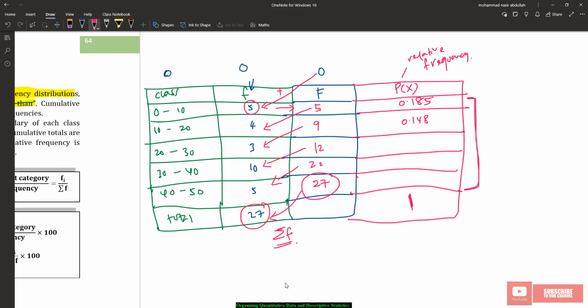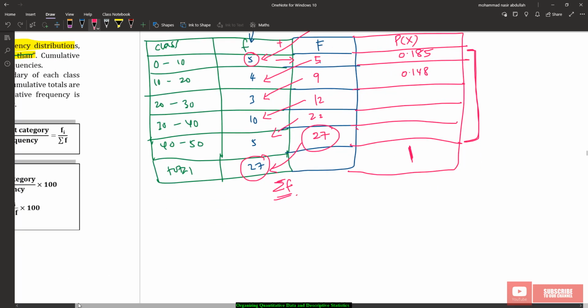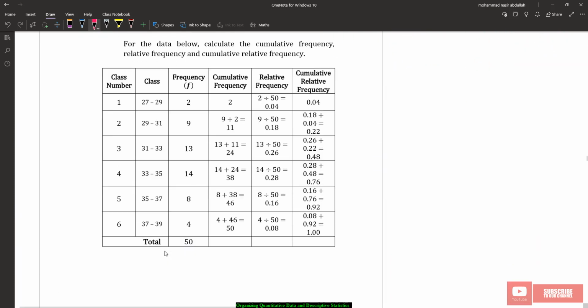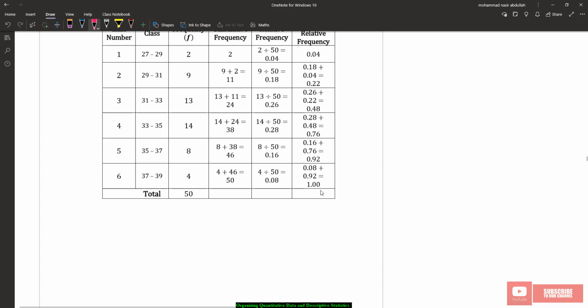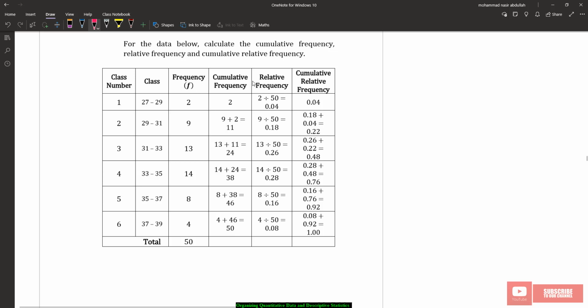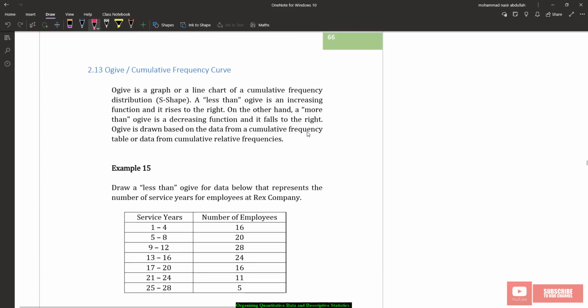Okay. This one I think I already explained in the previous lecture, right? So let's move to the next type of graph, which is on page number 64. I already showed you how to calculate cumulative frequency, relative frequency, and cumulative relative frequency. Cumulative relative frequency is the same concept as cumulative frequency, where we just take a cumulative on relative frequency. Right? Let's look at Ogive or cumulative frequency curve.